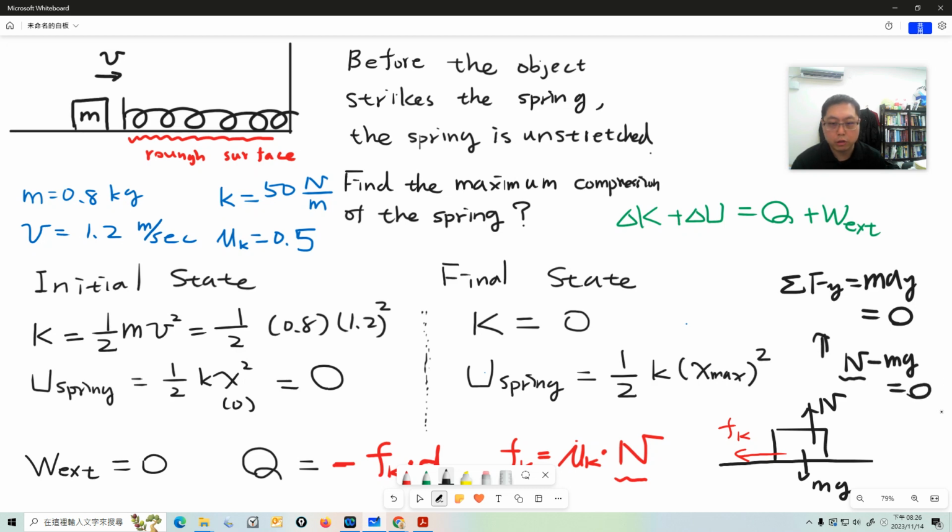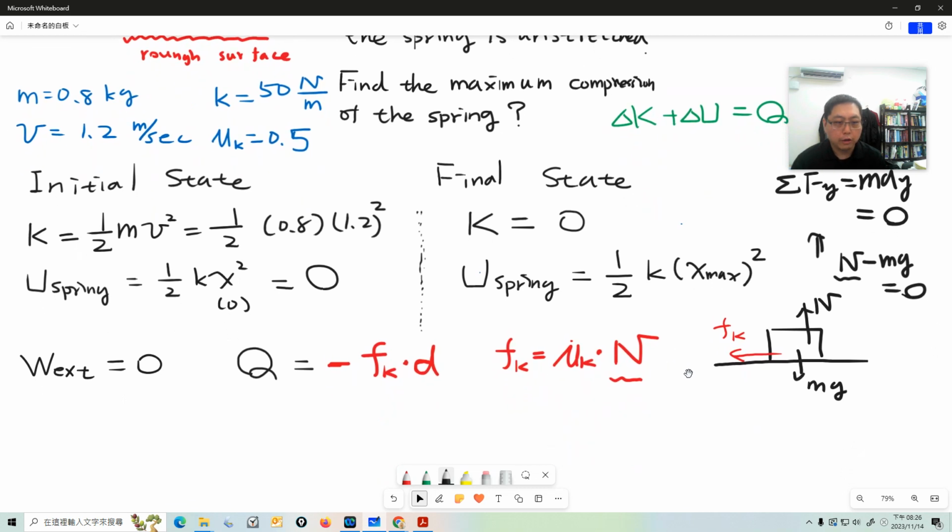So the normal force is equal to mg. In this regard, we have minus mu_k times mg times d. Okay, and we have the values to put in. Mu_k is 0.5. Don't forget the minus sign: minus 0.5 times m. What's the mass? 0.8 kilograms. And the gravitational acceleration and the d.